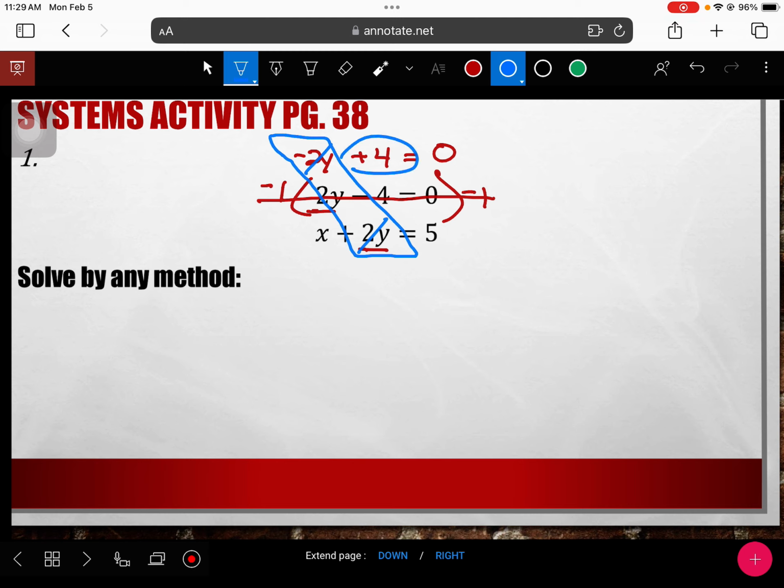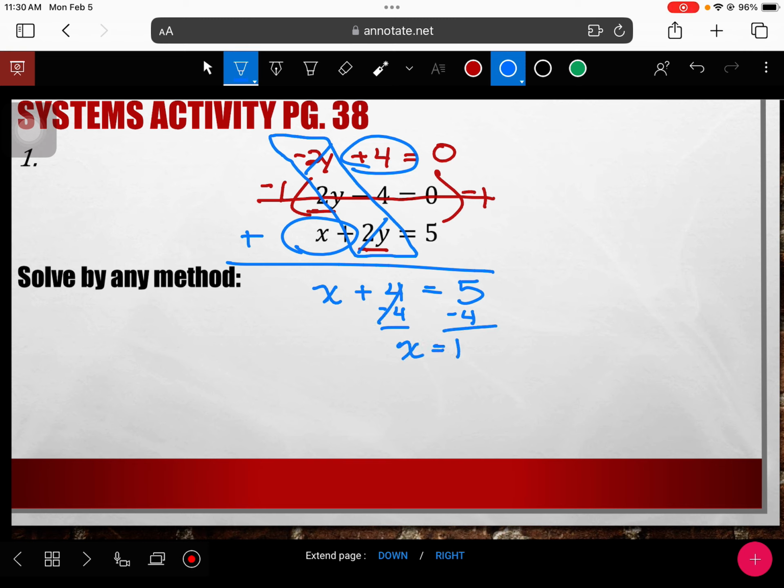So what do I have left? I have an x, when I add them together, plus 4 equals 0 plus 5 is 5. And you probably know what the answer should be here for x, but if I were to solve this algebraically, which is what you should do, subtract 4 from both sides, and x is equal to 1. So am I done? Is that my answer? No, you have x and y to find.